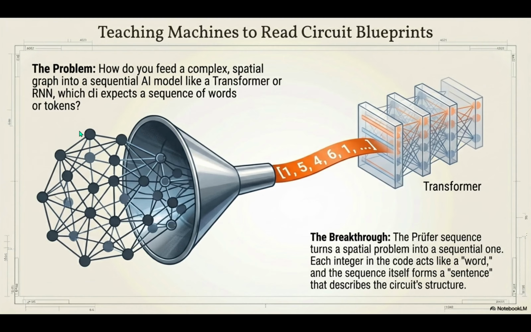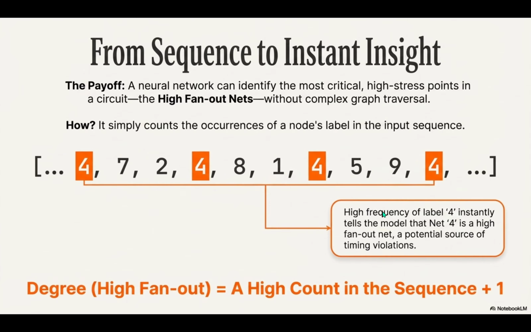But the Prüfer sequence solves the interface problem. It turns the spatial graph into a linear sentence. Each number is like a word, and the whole sequence is a sentence that perfectly describes that part of the circuit structure. And what's the killer prediction this allows an AI to make? Early prediction of timing violations and routing congestion, the two biggest headaches in chip design.